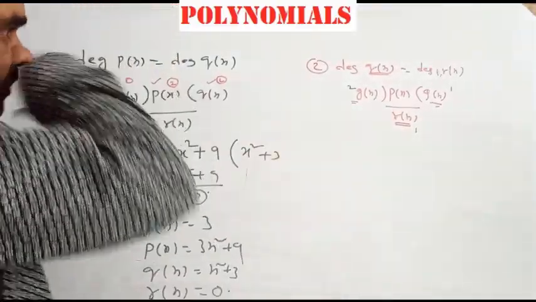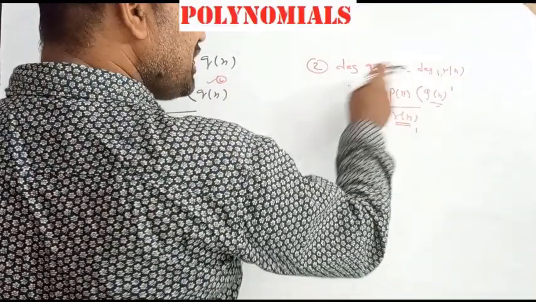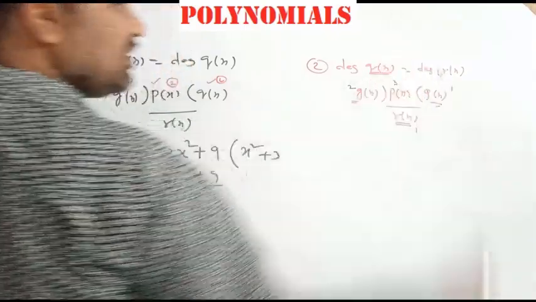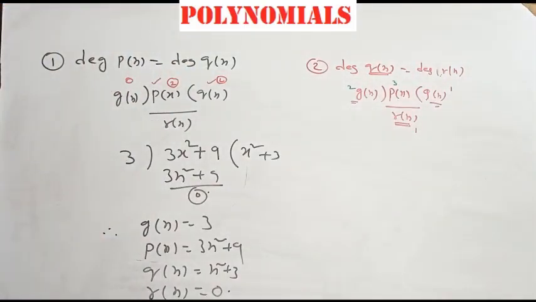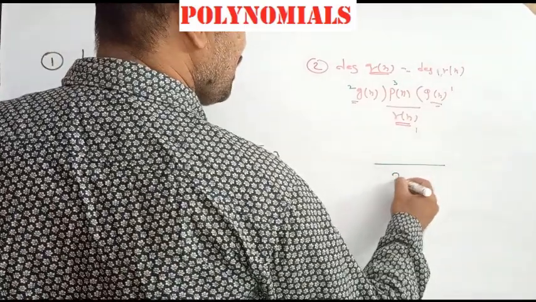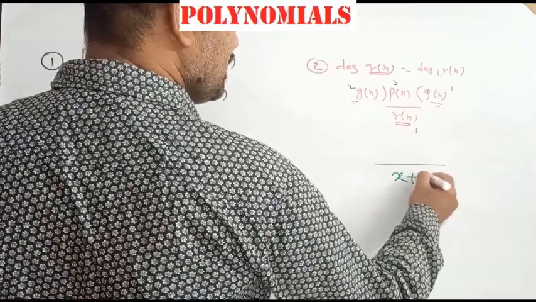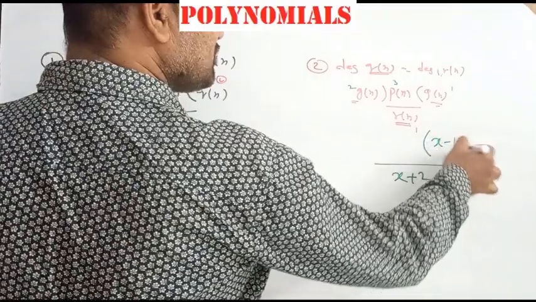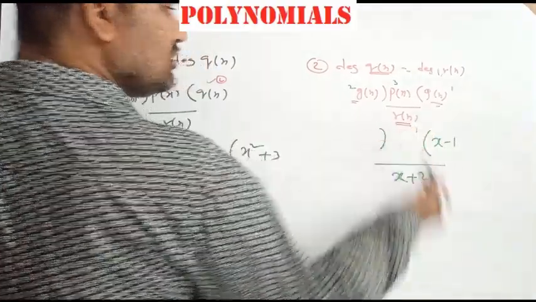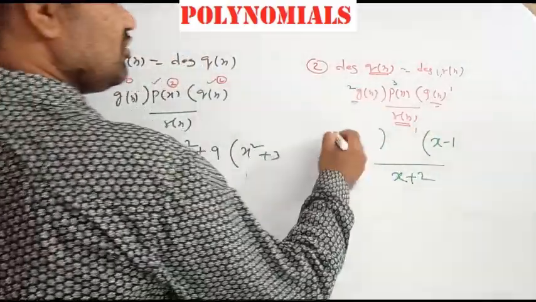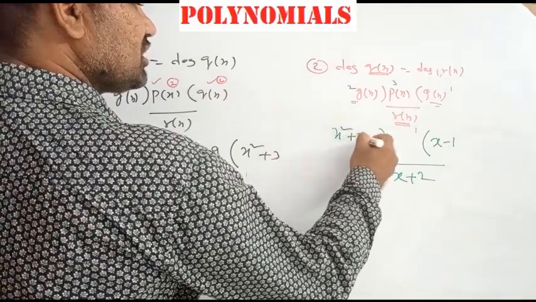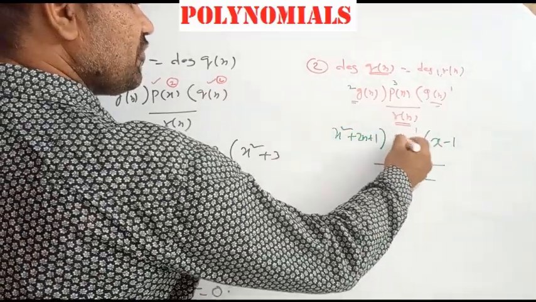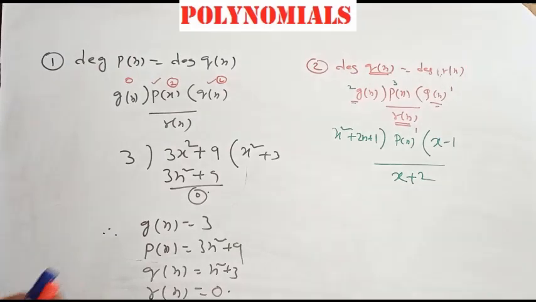So what happened here? This is 1, meaning this minus this, so p of x should be taken as third degree. Like that you can take any examples. I am taking the remainder as x plus 2, and the quotient as x minus 1. So g of x is second degree: x square plus 2x plus 1. Now you can write p of x, that is not a big problem. p of x equals g of x into q of x plus r of x. By using that you can write p of x.